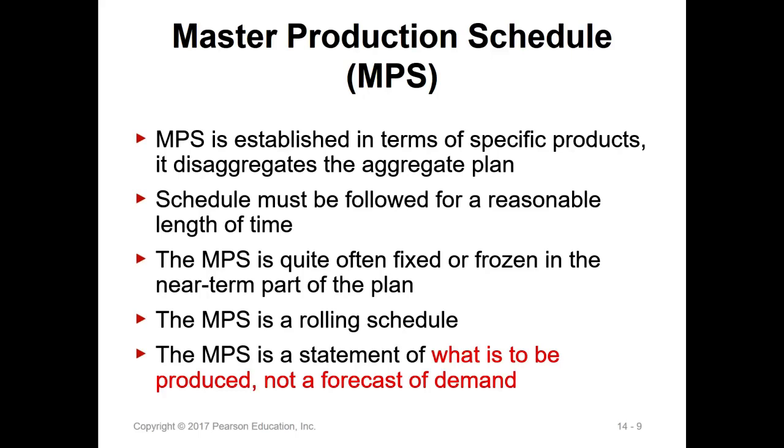And MPS is a rolling schedule. Rolling schedule means you have to update it from what has been impacted by other factors. And MPS is a statement of what is to be produced, not a forecast or demand. So basically, it's a real production structure.